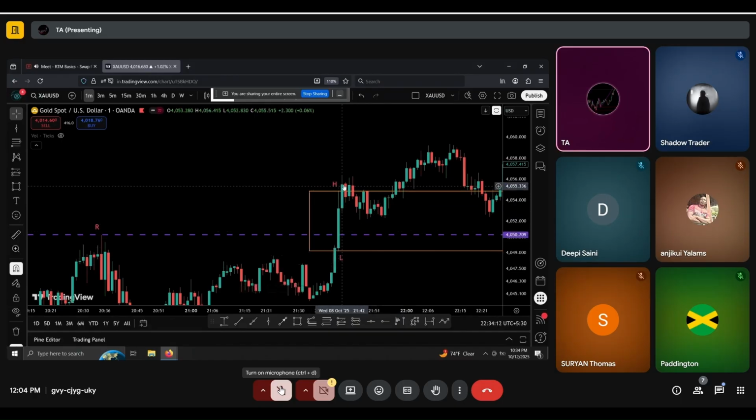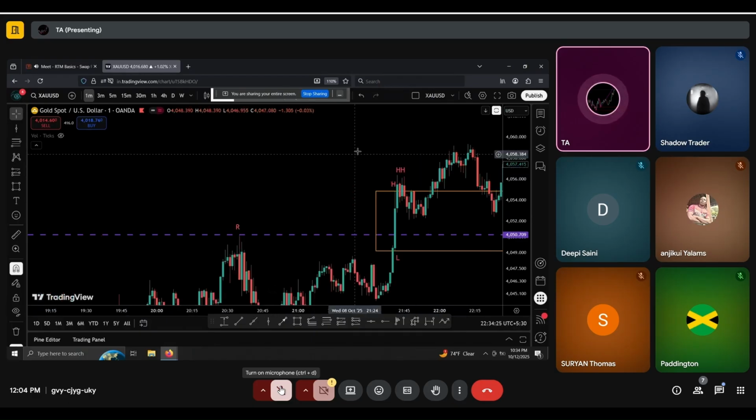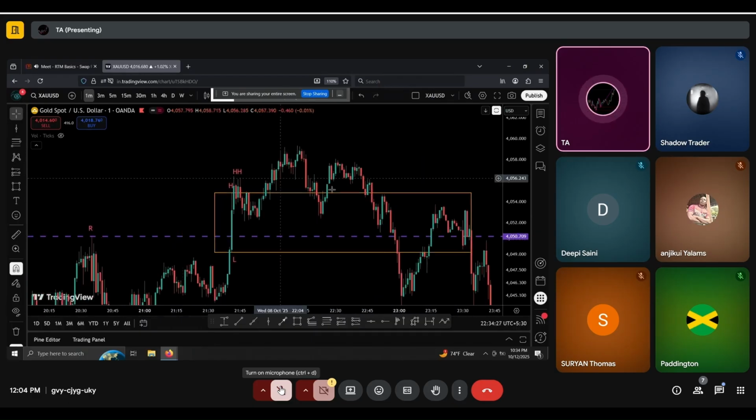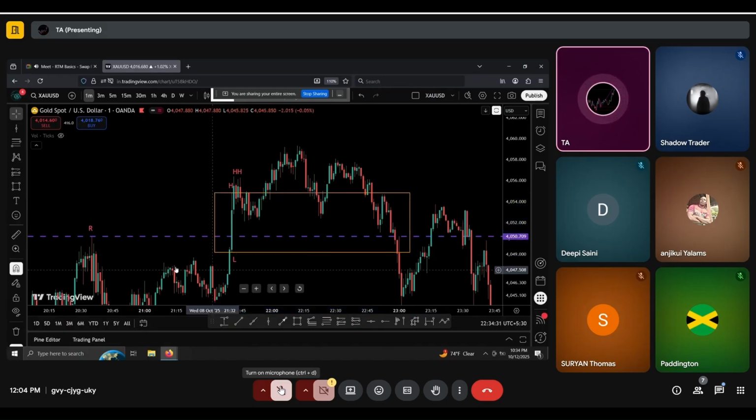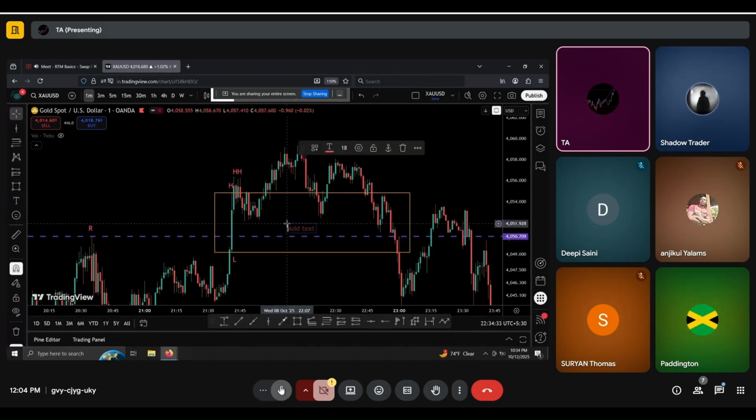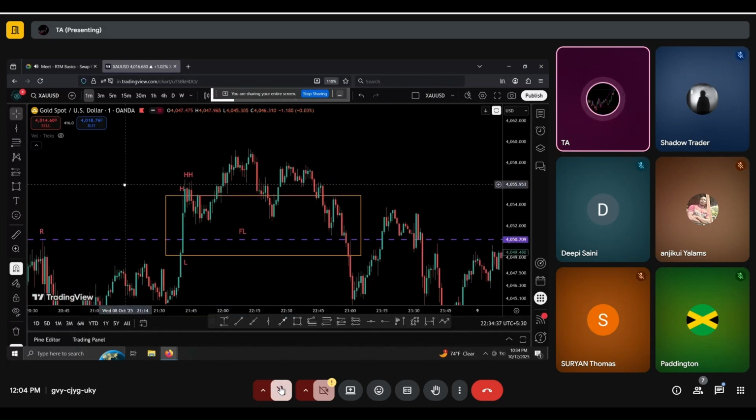What happened? Price goes up, makes a higher high here, pulls back, goes up again. So now what will this become? FL. This will become our FL. So this is now the FL.